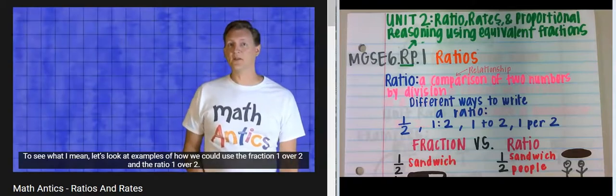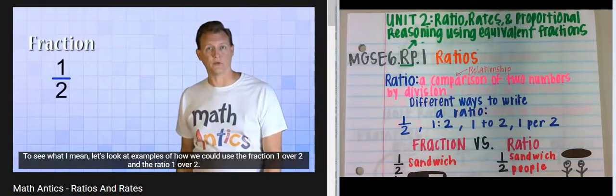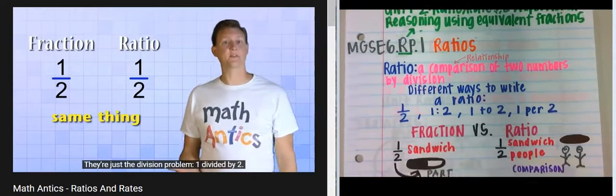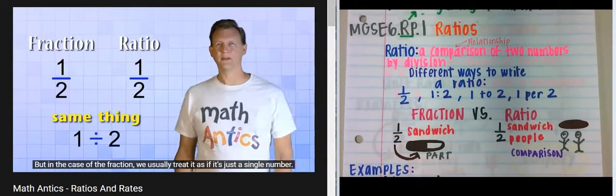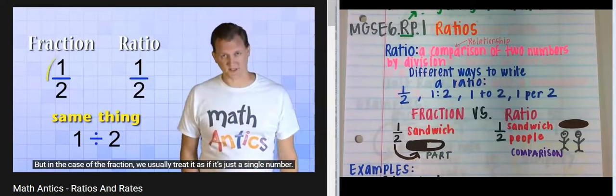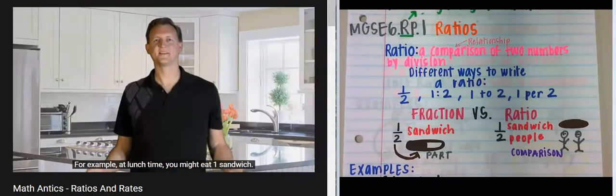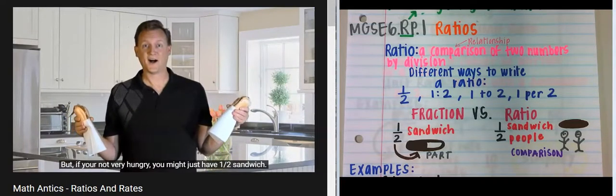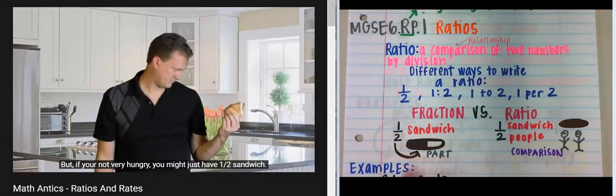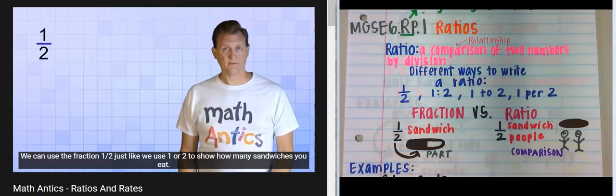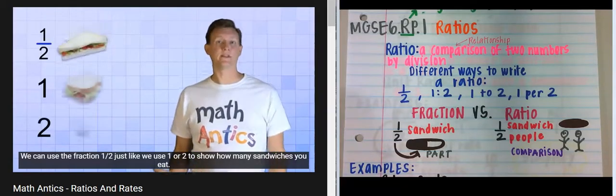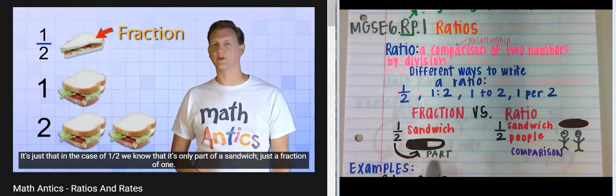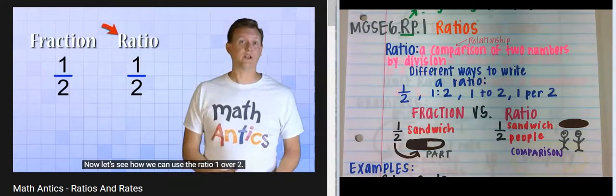To see what I mean, let's look at examples of how we could use the fraction 1 over 2 and the ratio 1 over 2. Mathematically, these are both the same thing. They're just the division problem, 1 divided by 2. But in the case of the fraction, we usually treat it as if it's just a single number. For example, at lunchtime, you might eat 1 sandwich, or if you're really hungry, you might eat 2 sandwiches. But if you're not very hungry, you might just have half a sandwich. We can use the fraction 1/2, just like we use 1 or 2 to show how many sandwiches you eat. It's just that in the case of 1/2, we know that it's only part of a sandwich, just a fraction of one. Now let's see how we can use the ratio 1 over 2.